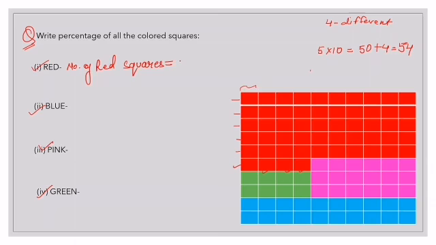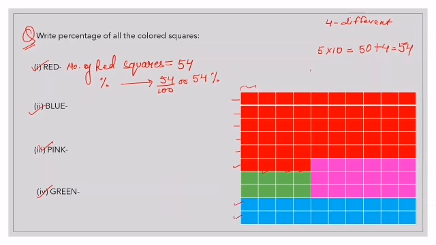So we can write 54 here, and to represent it in the form of percentage, how can we write 54 out of how many squares? 100 squares, or we can write it in the form of 54%. Now let us count the number of blue squares.